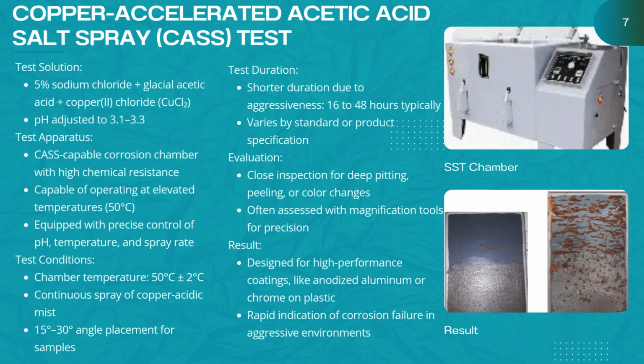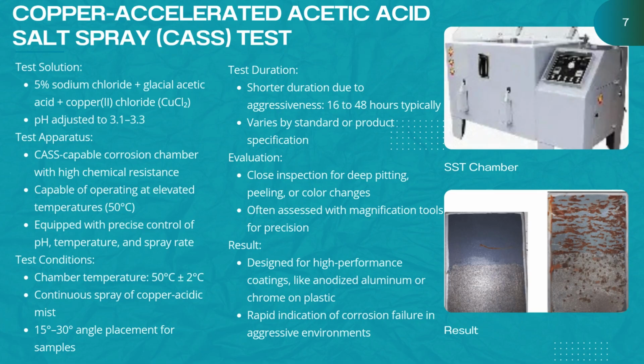This test uses a solution of sodium chloride, glacial acetic acid, and copper 2 chloride, with pH adjusted to between 3.1 and 3.3. It is performed in a specially designed corrosion chamber that can operate at elevated temperatures around 50 degrees Celsius, with controlled spraying of a copper acidic mist. Specimens are placed at an angle similar to other tests.